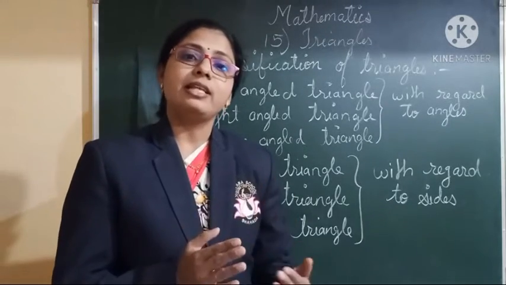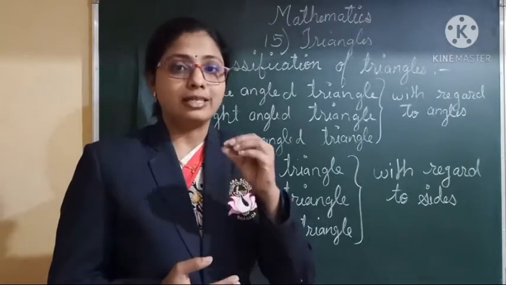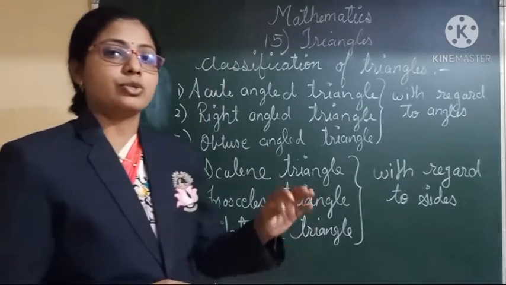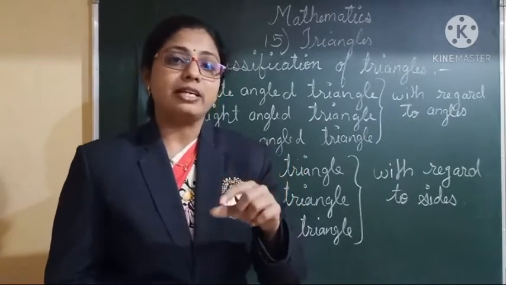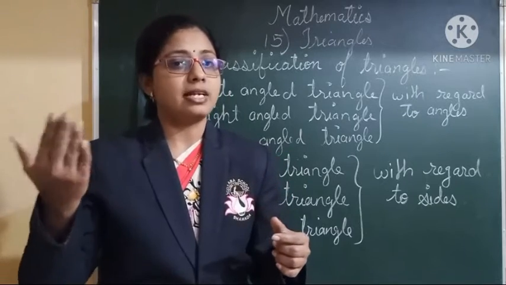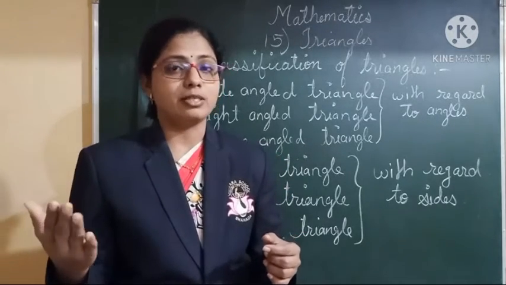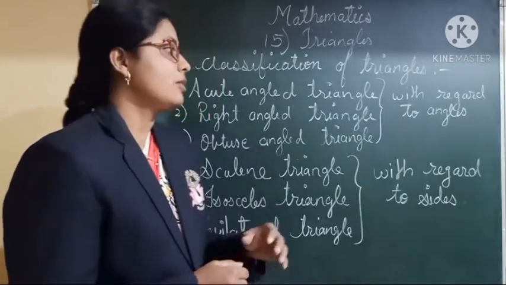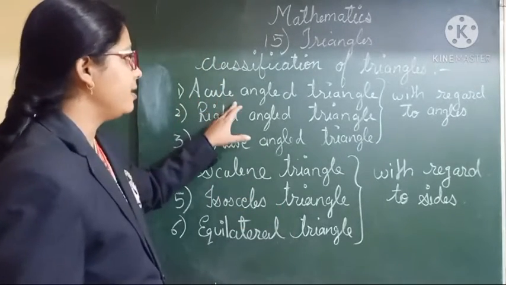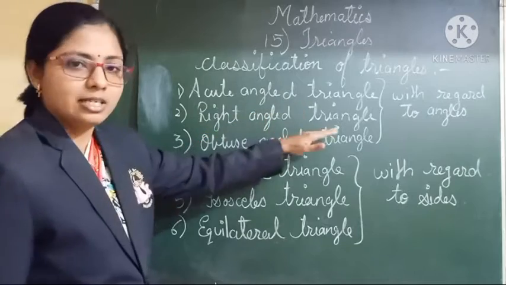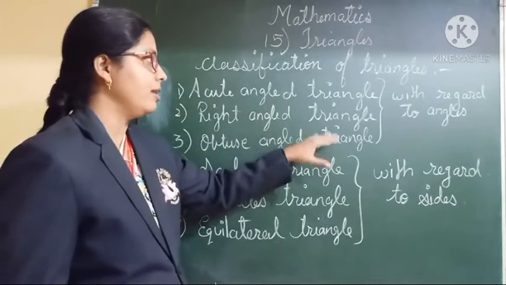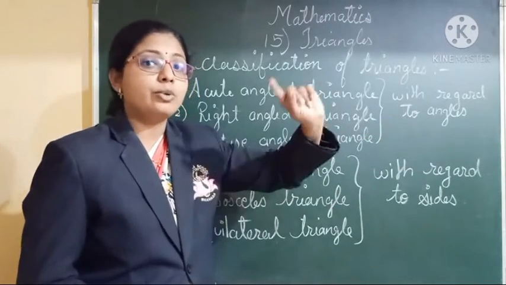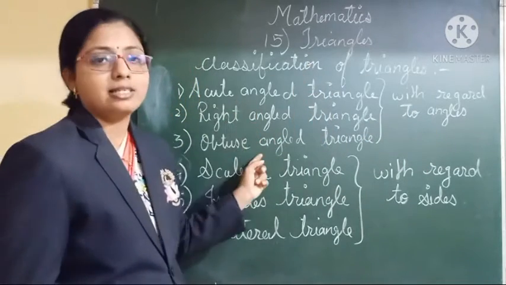So regarding the angles and sides, the triangles are mainly divided into 6 types. Regarding the angles, they are divided into 3 types, and regarding the sides, they are again divided into 3 types. Which are the 3 types that we are going to see now? Here we can see acute angle triangle, right angle triangle and obtuse angle triangle. These all 3 are regarding the angles, meaning according to angle, these triangles are divided.